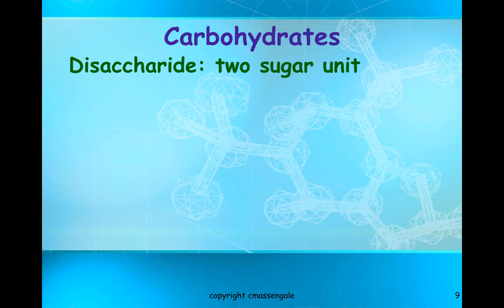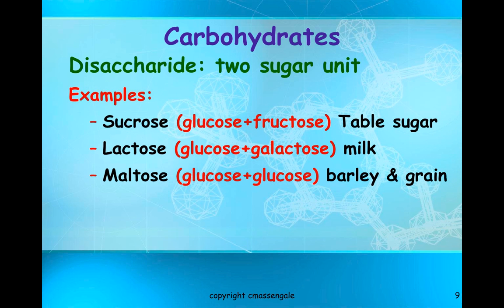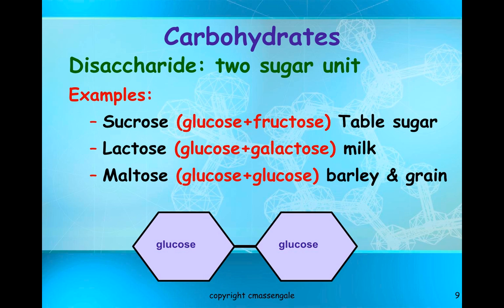Right, so here's our second type of carbohydrates, disaccharides, which are di meaning 2, so 2 sugar units. Our examples are sucrose, lactose, and maltose. So sucrose is just table sugar. Lactose is glucose and a galactose. So if you're lactose intolerant, that means that your body can't digest that very well. And maltose, that's found in barley and grain, and that's glucose and glucose bonded together.